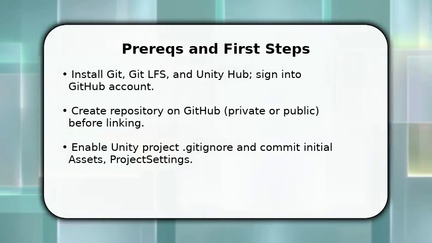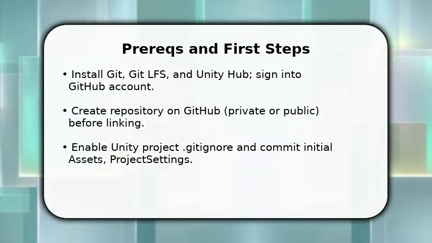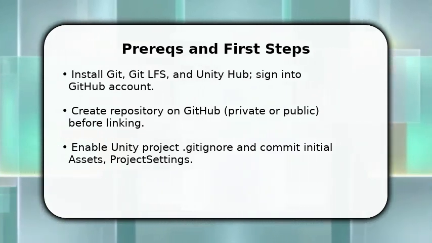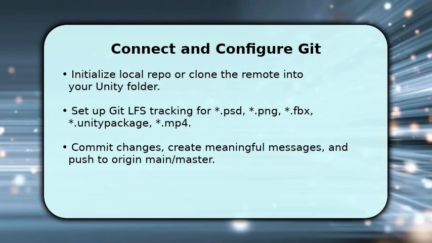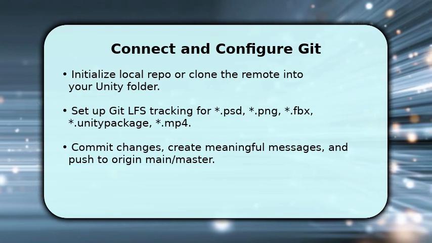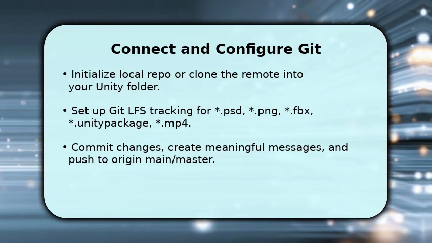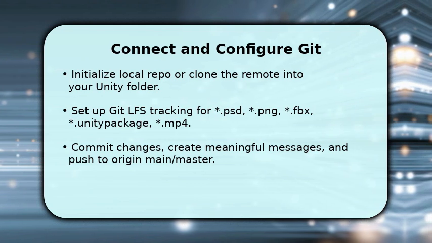Make sure to set core.autocrlf appropriately for your platform. Doing so avoids line-ending conflicts later. You now link the project to Git by initializing a local repository or cloning the remote directly into the Unity project directory. Cloning keeps history intact.